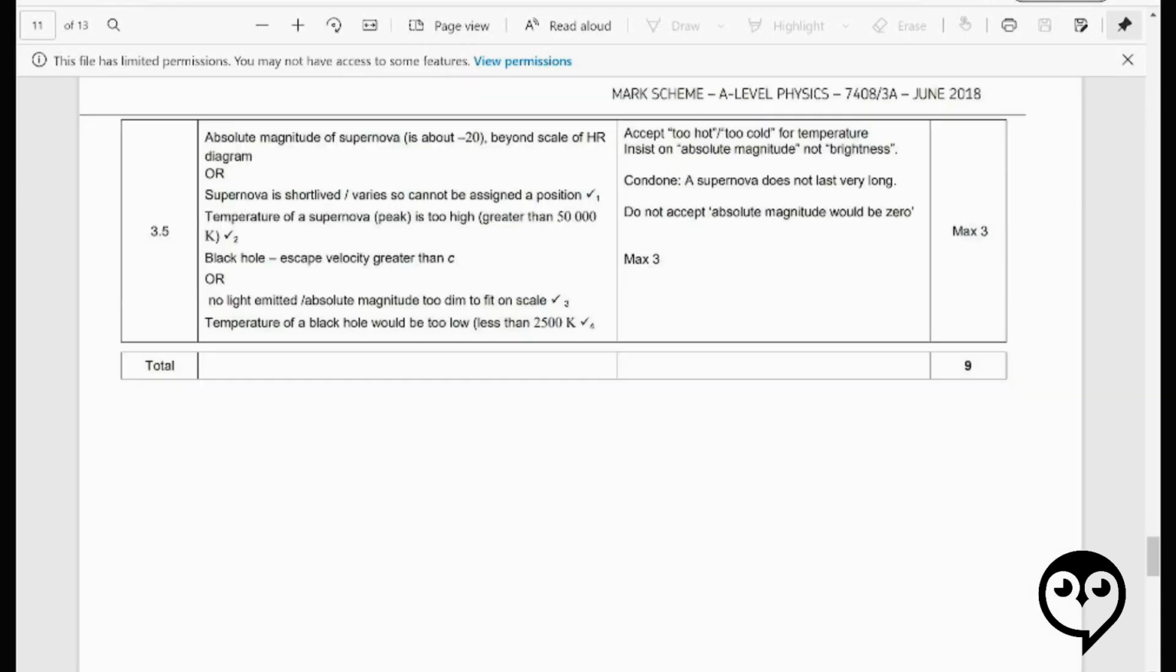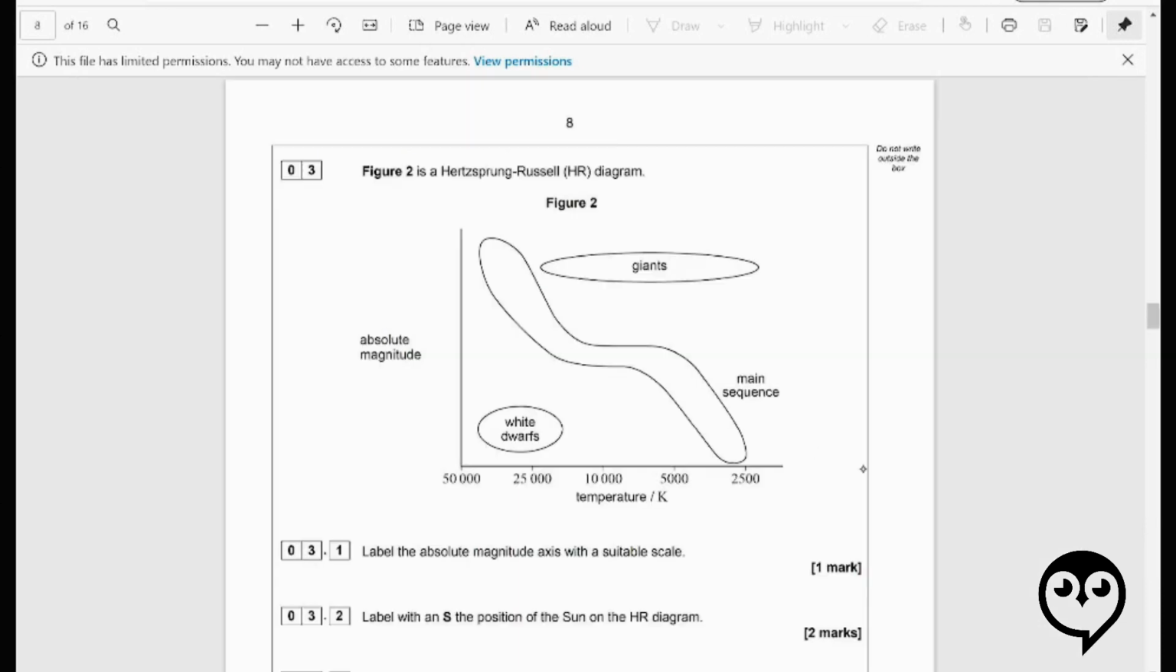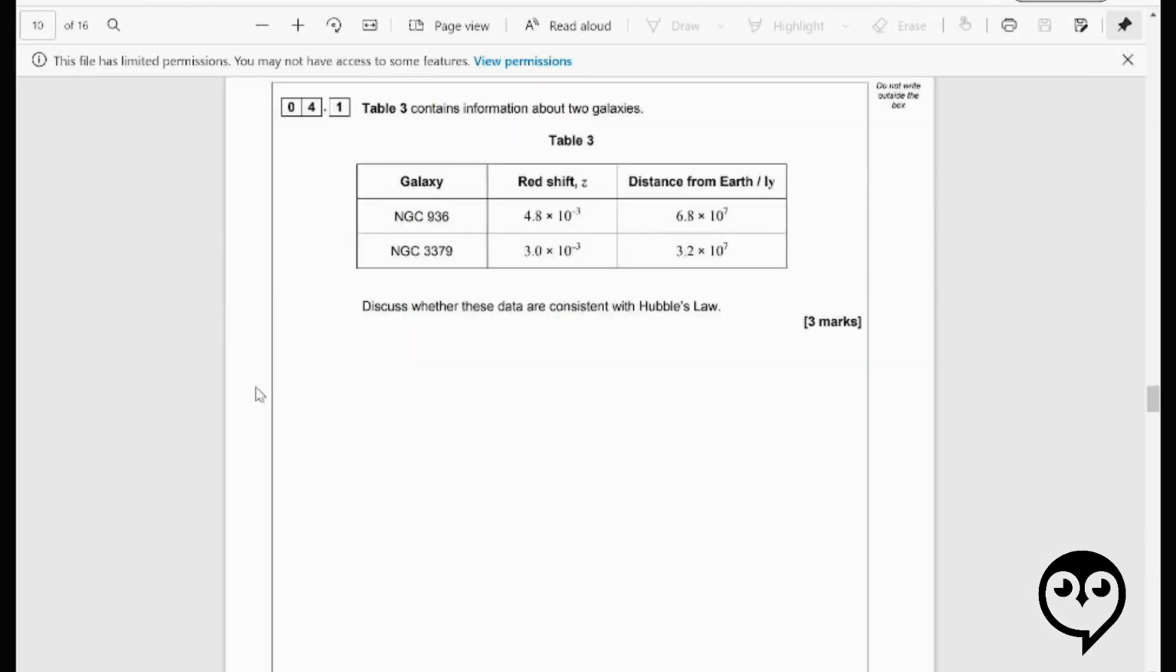That doesn't make sense. And then you've got a choice here for the black hole. Either the escape velocity is greater than c or it doesn't emit any light, something like that. And then a fourth possible thing you could say, but there's a maximum of 3, temperature of the black hole would be too low. They're going to be incredibly low temperature, and of course they're going to be off that scale, aren't they? Okay, so there you go, 4 things to talk about.